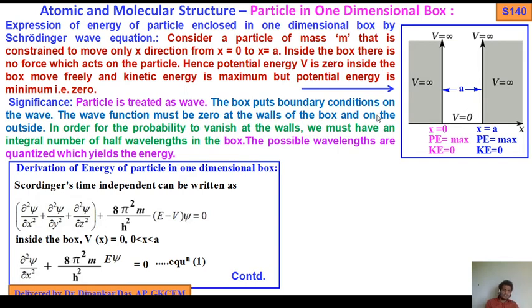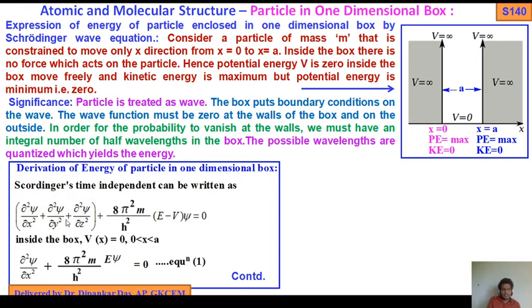Similarly, what is the significance when a particle is treated as a wave? The box puts boundary conditions on the wave. The wave function must be 0 at the walls of the box and outside. In order for the probability to vanish at the walls, we must have an integral number of half wavelengths in the box. The possible wavelengths are quantized, which yields the energy. So wavelength and energy are inversely proportional.